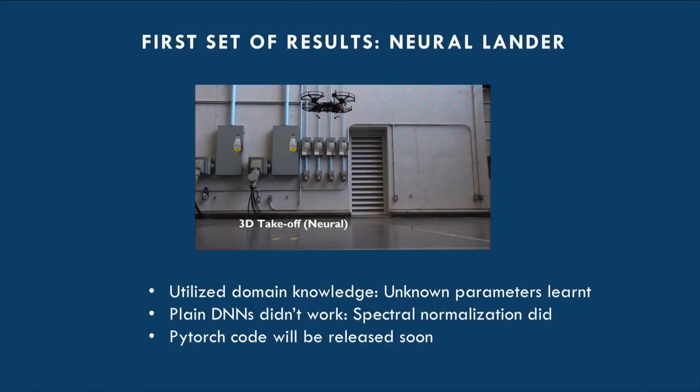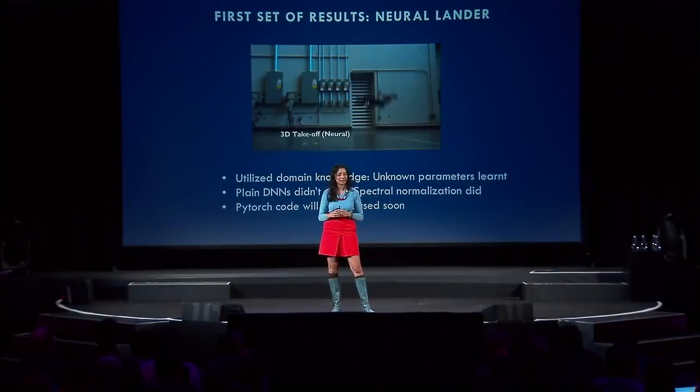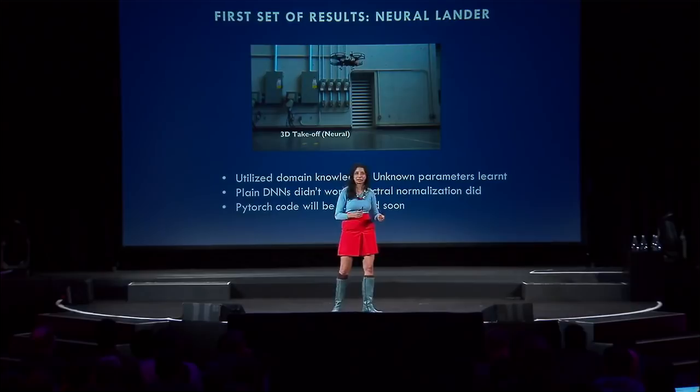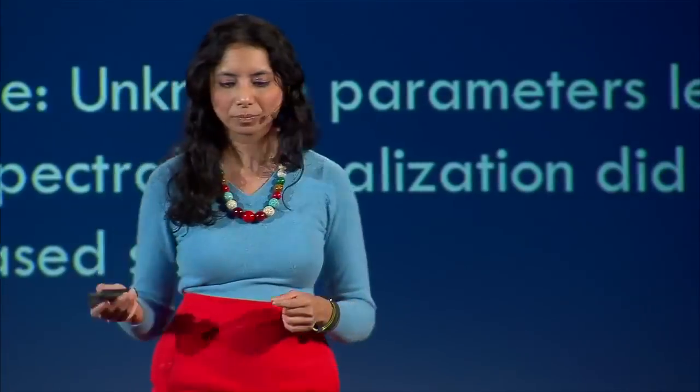It turns out that actually, if you just used a plain neural network, this is not enough. You need this notion of spectral normalization, and that also gives you nice theoretical guarantees on stability. And so this is really my first foray into control, but I see a lot of problems that can use learning. And this was also built on PyTorch, and we'll release the code.